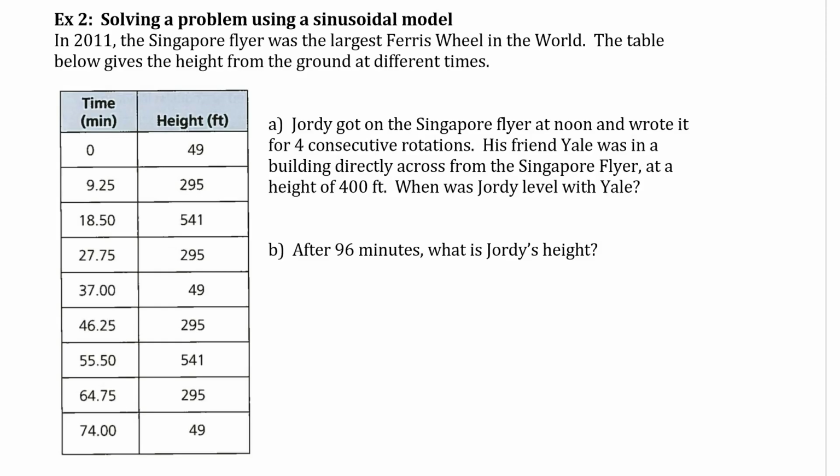Example number two. In 2011, the Singapore Flyer was the largest Ferris wheel in the world. The table below gives the height from the ground at different times. Now, this is something that's important, height from the ground.